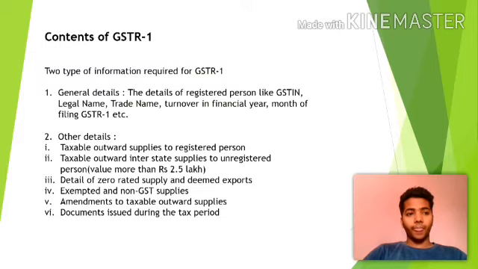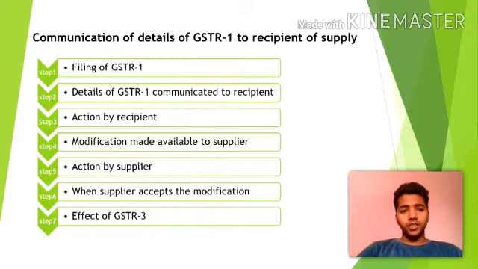So guys, now we are going to discuss the communication of details of GST return 1 to the recipient of supply. Our first step is filing of GST return. The return for outward supply is filed in the form GST return 1. The second step is communication of details: the details of GST return 1 are communicated and made available electronically to the respective recipient. It is made available through the common portal after the 10th day of the succeeding month.